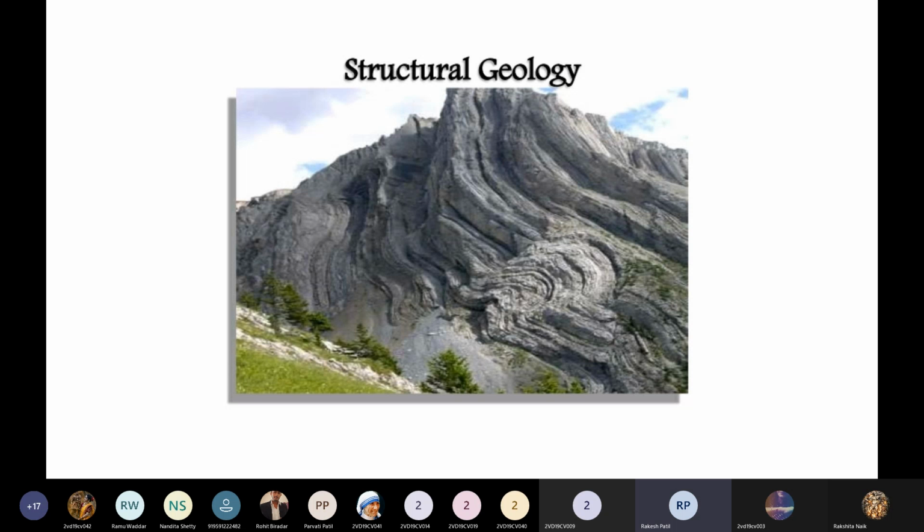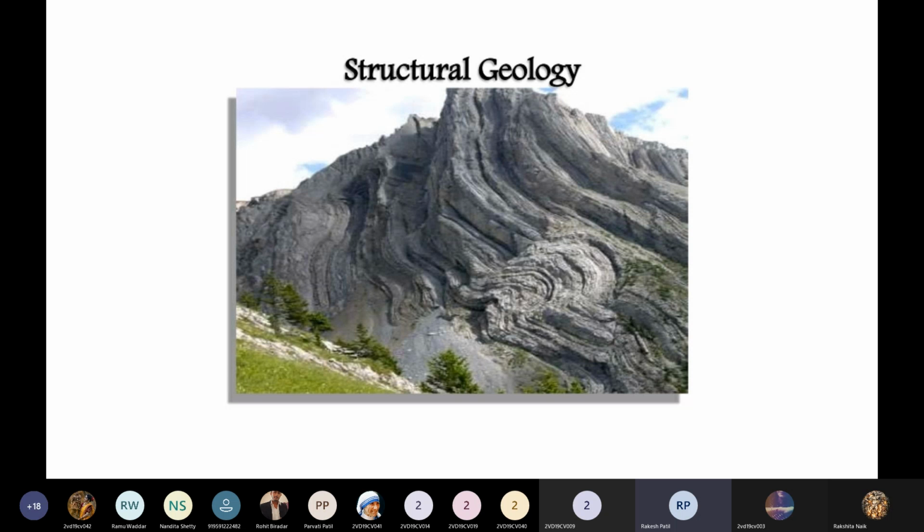If the bending is there, then it is called folds. Only cracks are there, it is called joints. Or else cracks are there with displacement, then it is called faults. Is it clear? Yes, sir. Okay, so this is how structural geology looks like.